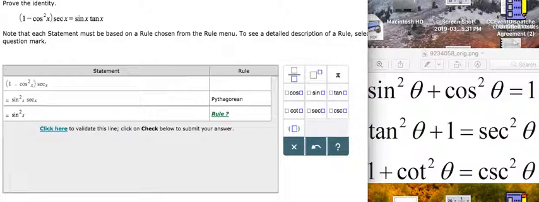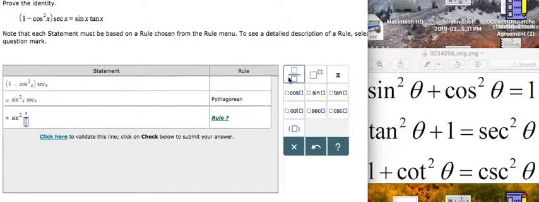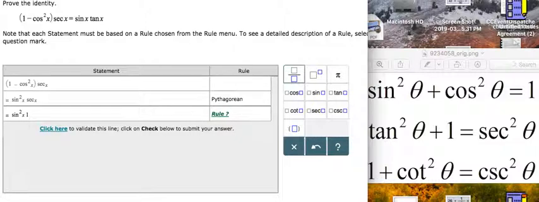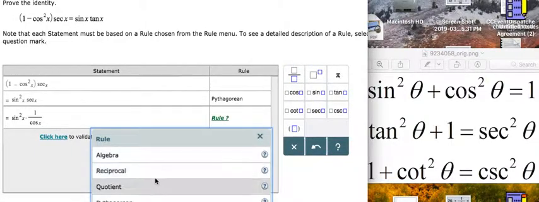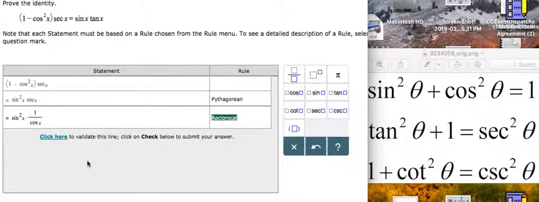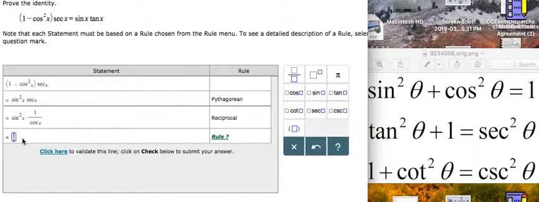So maybe if we just rewrite secant x as its reciprocal identity, it's 1 over cosine x. Again, that's the reciprocal rule that secant x is 1 over cosine x.